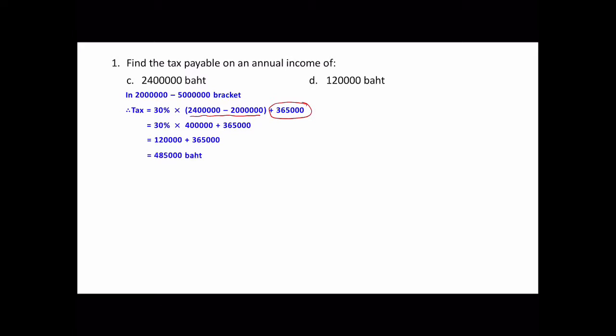And last one, 120,000 baht. So this time you're in the 0 to 150,000 bracket, which was an exempt one. So you didn't pay any tax.